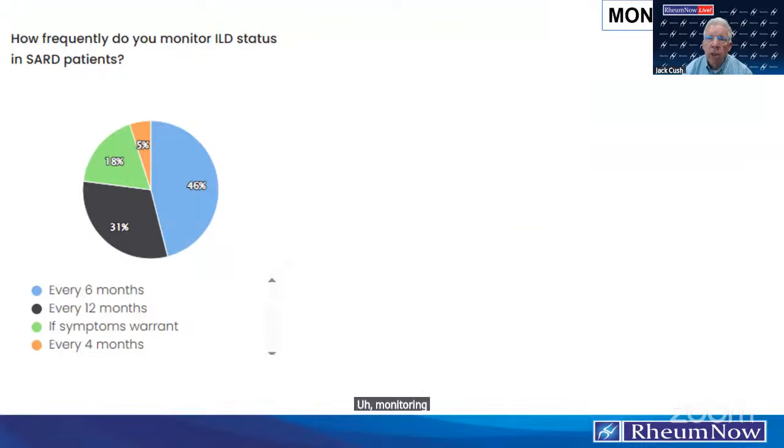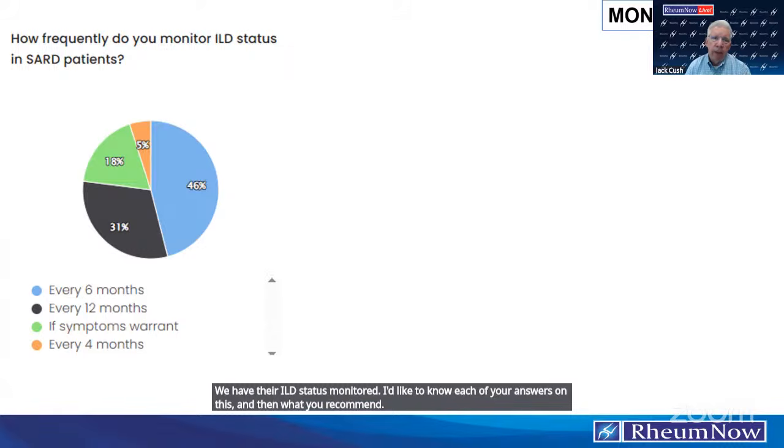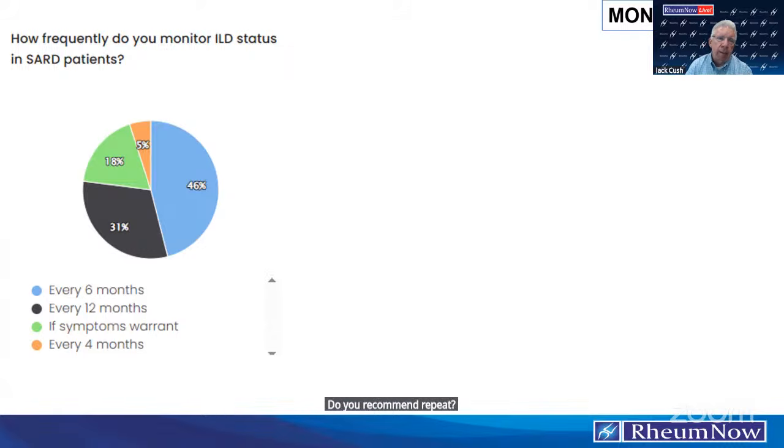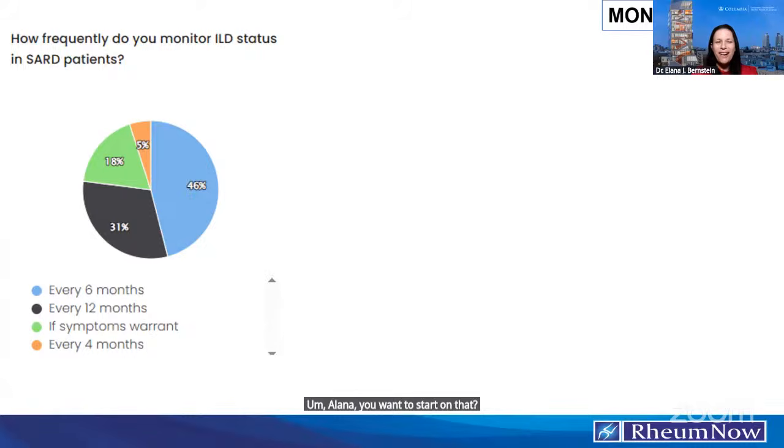And so let's ask some questions about monitoring. How frequently should a SARD patient have their ILD status monitored? I'd like to know each of your answers on this and then what you recommend. Do you recommend repeat high-res CTs every 4, 6, or 12 months? Elana, you want to start on that? Sure. I think it's hard to group all SARD patients together for this question.